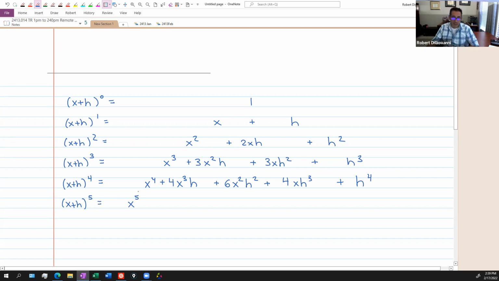So how about this? X plus h to the 5th is going to be x to the 5th plus 5x to the 4th h plus 10x cubed h squared plus 10x squared h cubed plus 5xh to the 4th plus h to the 5th.